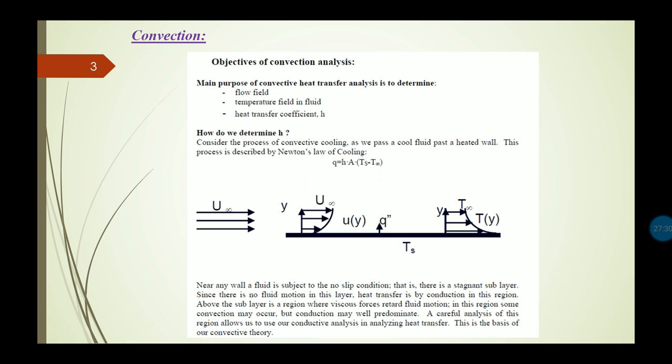Now above this sublayer is a region where viscous forces retard the fluid motion. In this region some convection may occur, but conduction may well predominate. So a careful analysis of this region will allow us to use our conductive analysis in analyzing the heat transfer. So this is the basis of our convective theory. From this boundary layer concept, we can ultimately determine the basis of our convective theory, the heat transfer through convection analysis.